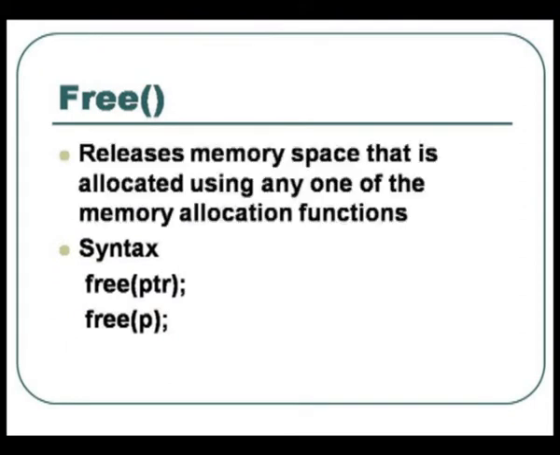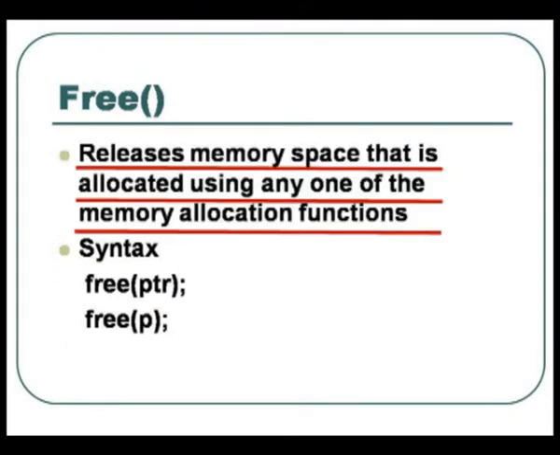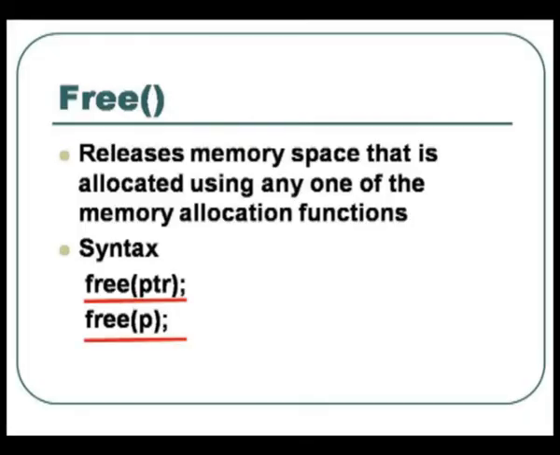So next we move to free. Free is nothing but release of the memory. So this releases the memory space that is allocated using any one of the memory allocation functions. Now you should remember that memory that is allocated using the dynamic memory allocation functions only can be freed by this free function. The syntax is just free and the pointer variable that holds the address.